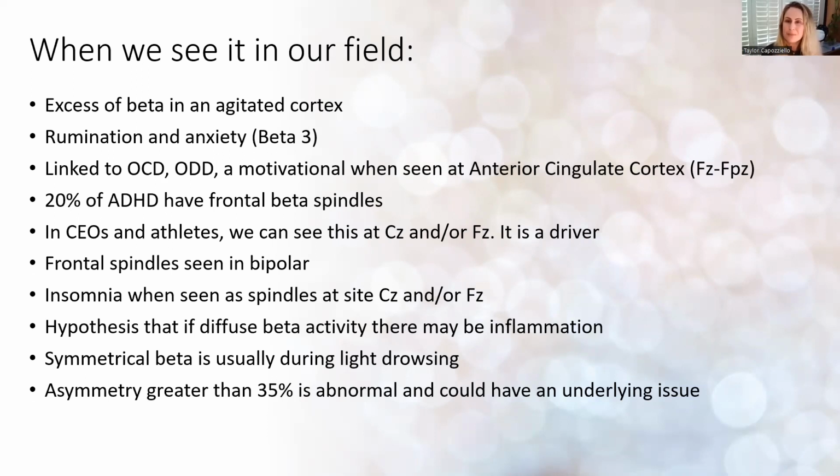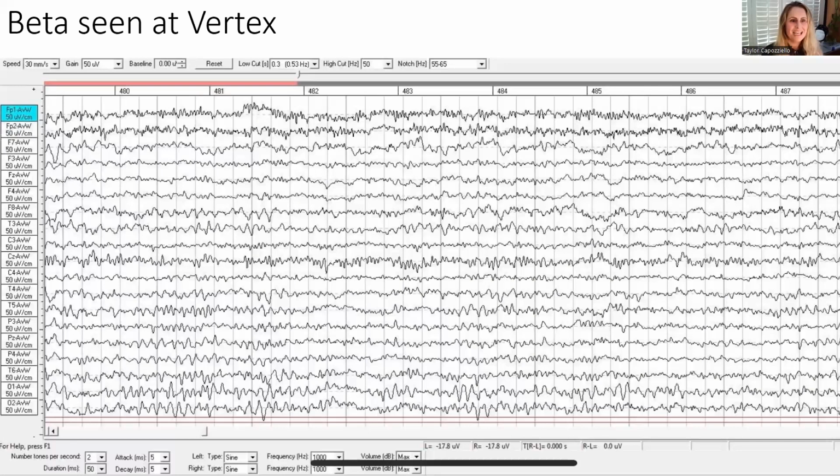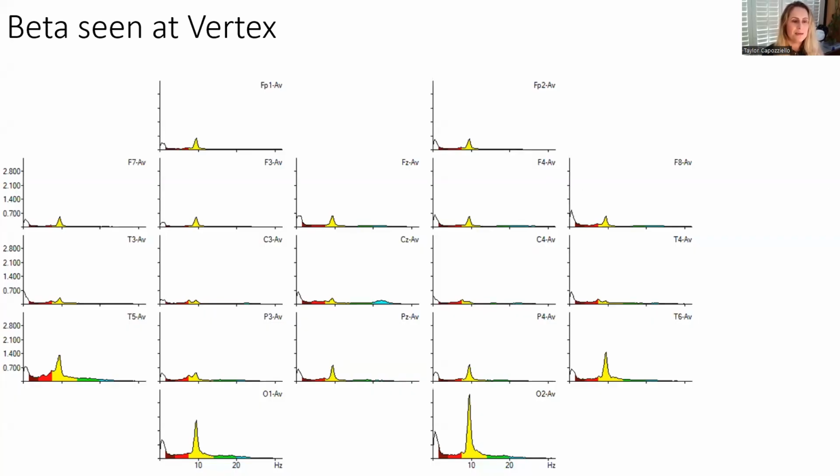So that's for beta. Here we can see beta at the vertex at CZ. It's pretty easy to spot there. So this is someone with insomnia. We can see that as a little blue bump, and obviously it's not going to have a lot going because it's beta, and beta is always going to be smaller. So you don't want to see a high peak like we would in alpha.